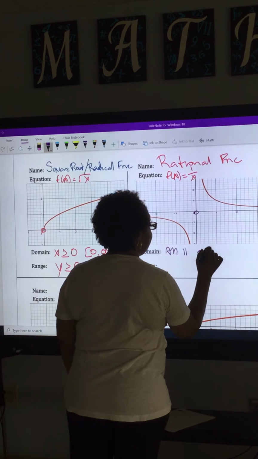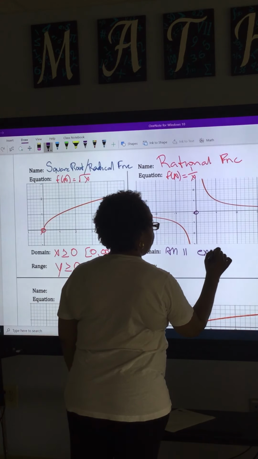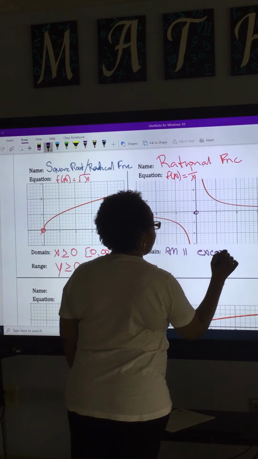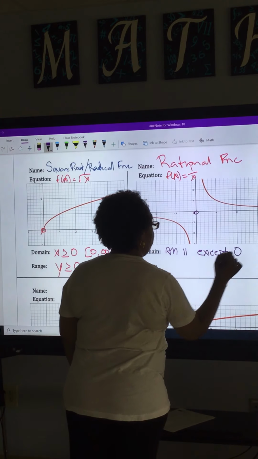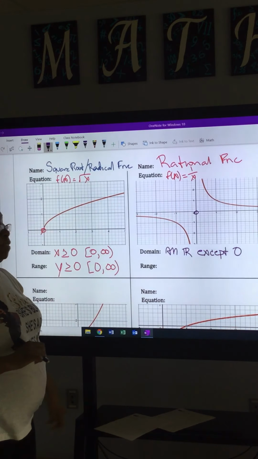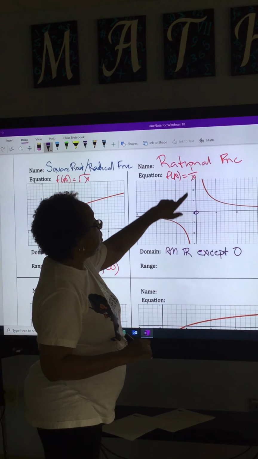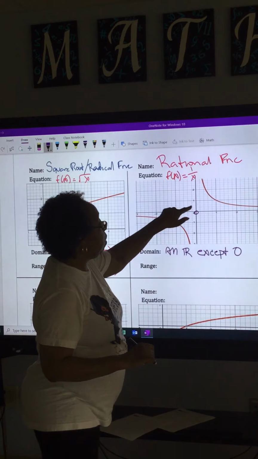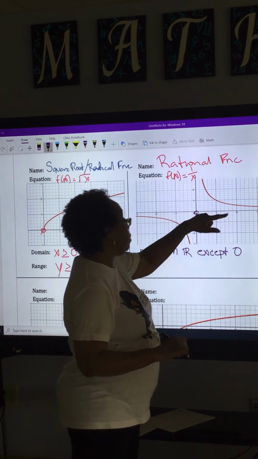Except zero. All real numbers except 0, because it will never touch the y-axis here, or in this case, it will never touch the x-axis, which is at 0.